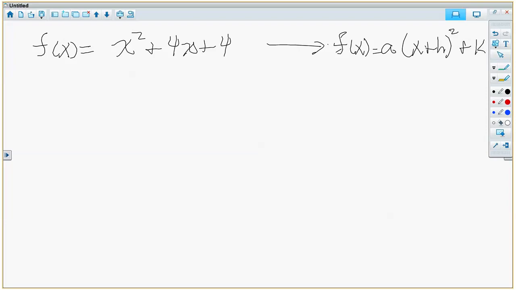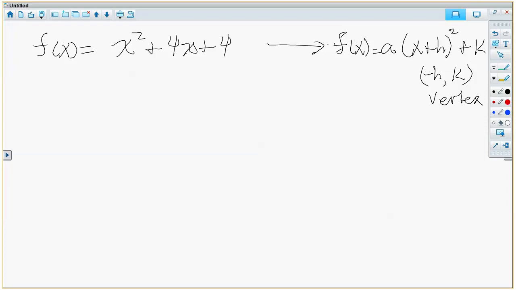And what does a tell us? It tells us the orientation. What does h tell us? The horizontal shift. And the k tells us the vertical shift. And these two, negative h and k, is basically the vertex. The vertex is your highest or lowest point of your parabola. It's where Michael Jordan is actually flying, because it's neither going up or down. So it's actually where you're flying.